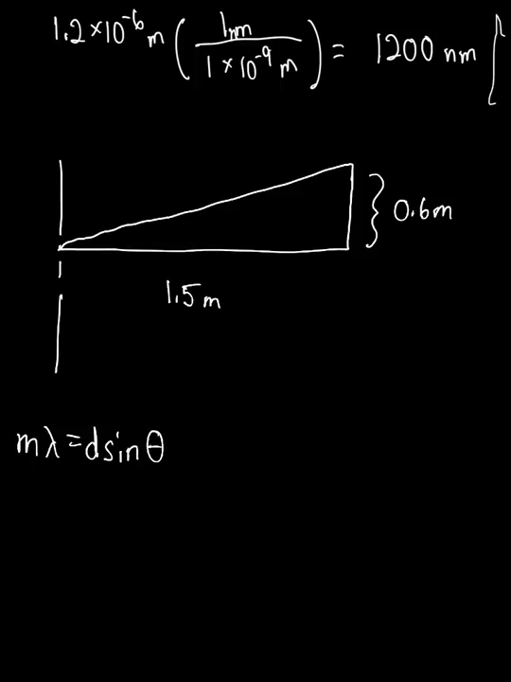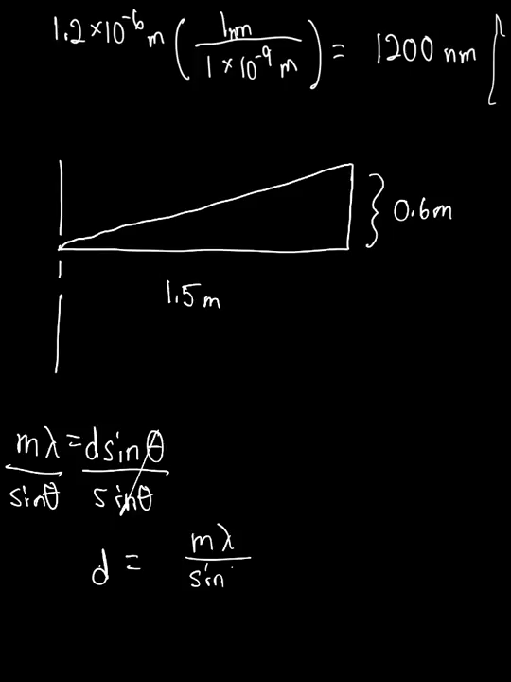Okay. What are we asked to find? Which variable in that equation am I looking for? D. How do you know it's D? Because it said the spacing of the grooves. What's the spacing of the grooves? The separation of the slits. Okay. So we have to find D. So I should solve this for D, divide both sides by sine of theta. Cancel out my sine of thetas. I get D is m times lambda divided by sine of theta.